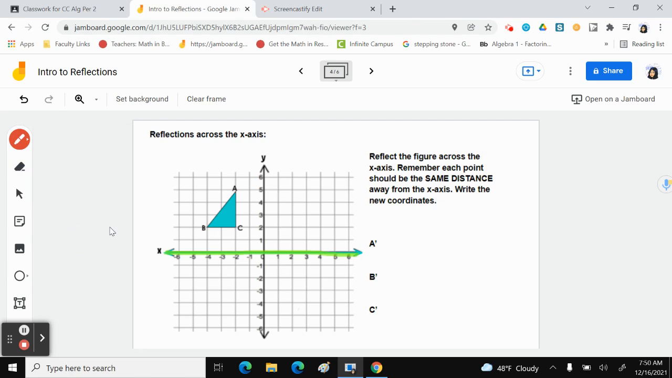And here I'm thinking of folding my paper in half horizontally and having everything match. So I'm going to do the same exact thing. I'm going to count how far each of my points are from the line of reflection. So A is 1, 2, 3, 4, 5 units from my line of reflection. So I'm going to count 1, 2, 3, 4, 5 units from my line of reflection. This will be A prime. B is 2 units above my line of reflection. So it's now going to be 2 units below my line of reflection.